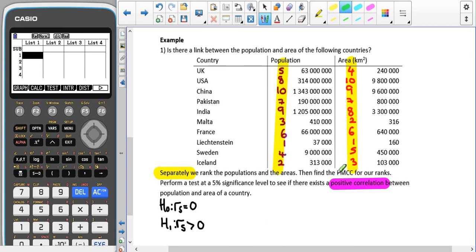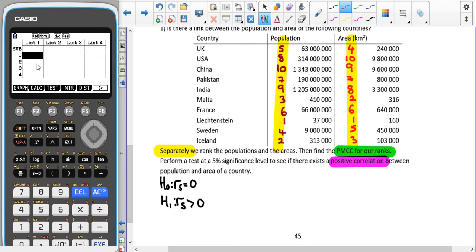And as it says here, we do it in the same way as we do PMCC, but we're doing it with the ranks. So, typing those into our calculator, we have 5, 8, 10, 7, 9, 3, 6, 1, 4, 2, and 4, 10, 9, 7, 8, 2, 6, 1, 5, 3. And as always, just quickly double check that you've entered them all correctly.